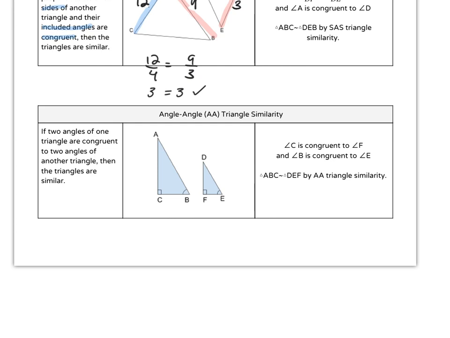Finally, we have angle-angle triangle similarity, and this is probably the easiest to use. What we're looking for here is just 2 pairs of congruent angles. If 2 angles of one triangle are congruent to 2 angles of another triangle, then the triangles are similar. So here I can see that angle C is congruent to angle F, and I can see that angle B is congruent to angle E. And that's all I need to conclude that the triangles are similar to each other. So that's how you use angle-angle triangle similarity.